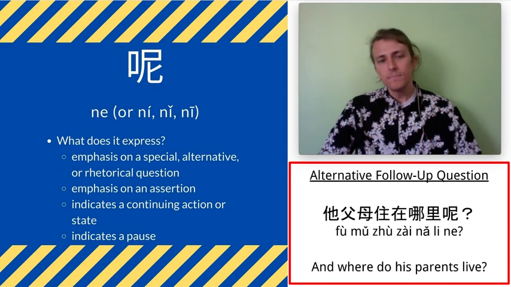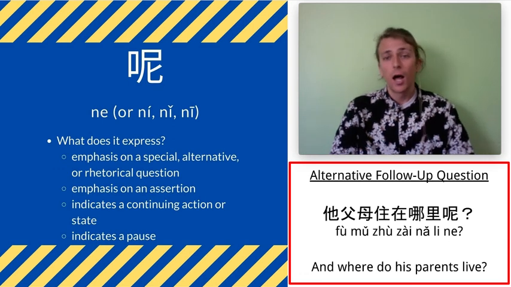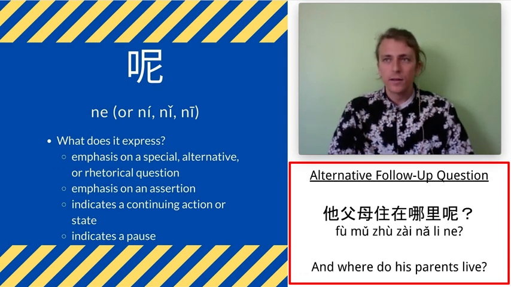Okay, then we have ne. This is one that's used for lots of different things as well, kind of like ba. Let's look at the first one. So the first one is more of a grammatical change, but it's important as well. So alternative follow-up questions. So if you're asking a series of questions about something or someone, you can use ne at the end of your new question.